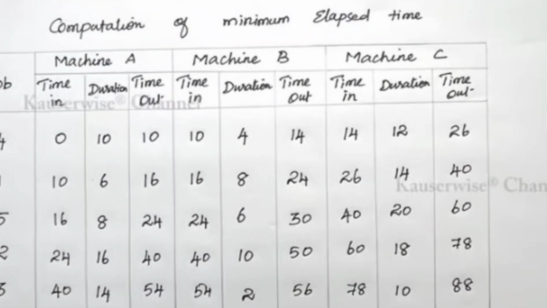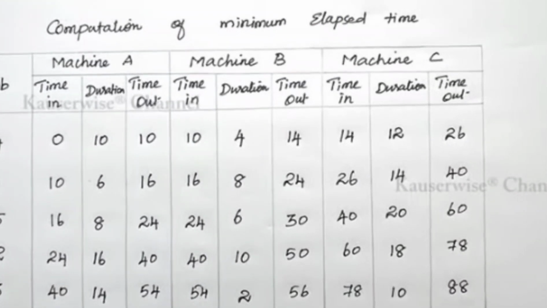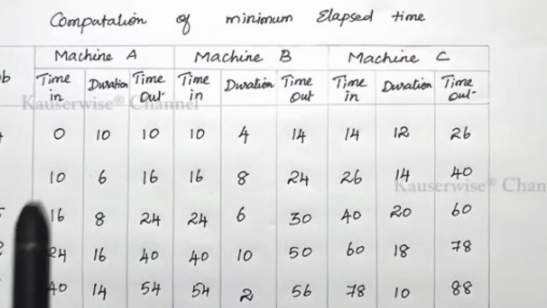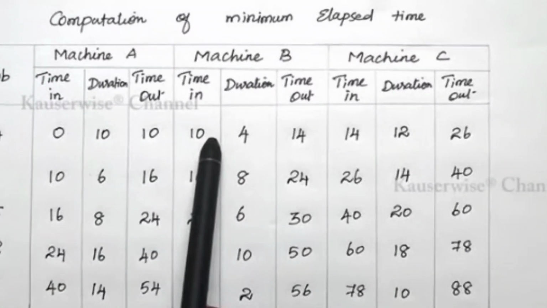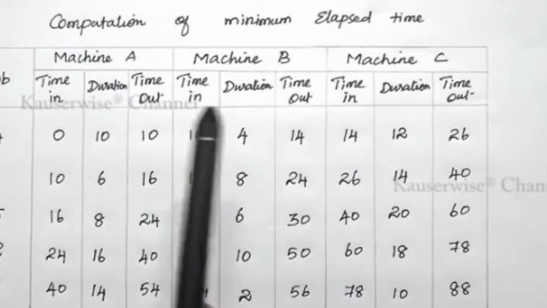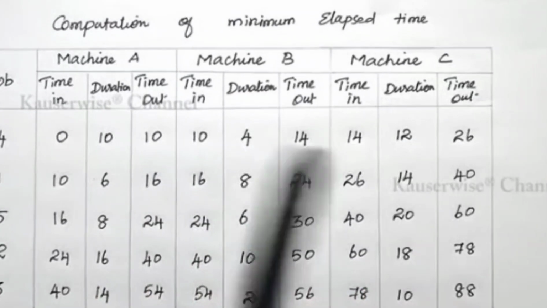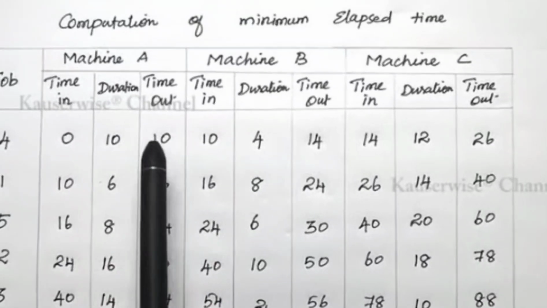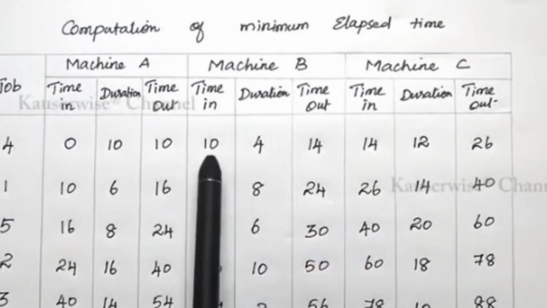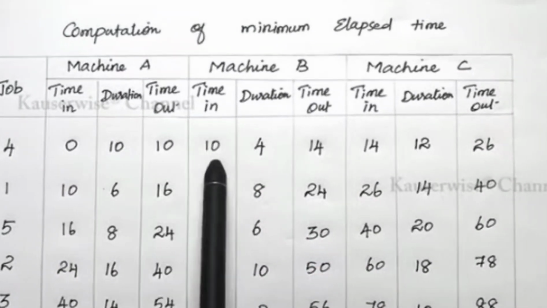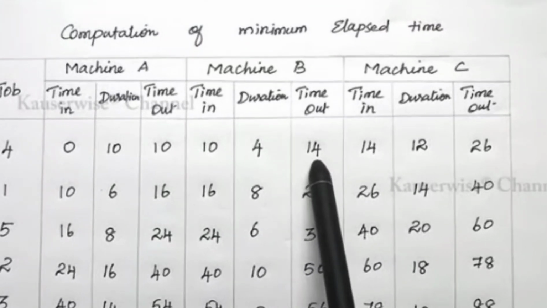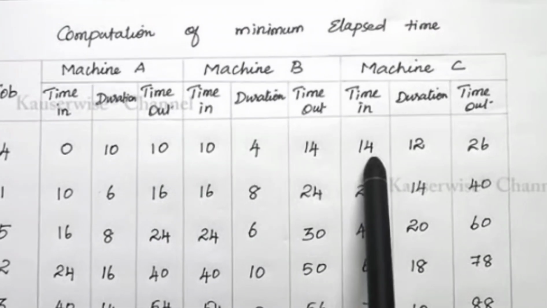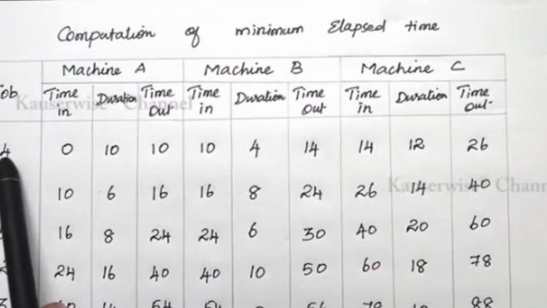Now we are going to find out the waiting time for the job. For that we need to check each and every job, the out time and in time for machine A, B and C. See the first job, the out time on machine A is 10 minutes and in time for the next machine is 10. So there is no waiting time. See the next one, here the out time is 14, the next in time is 14. So there is no delay. Waiting time is not there for the first job.